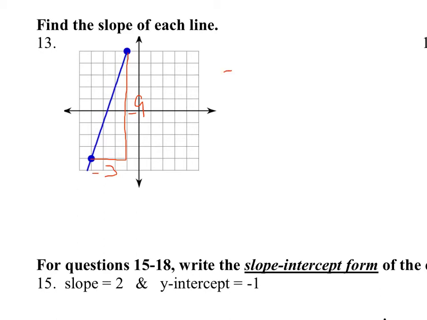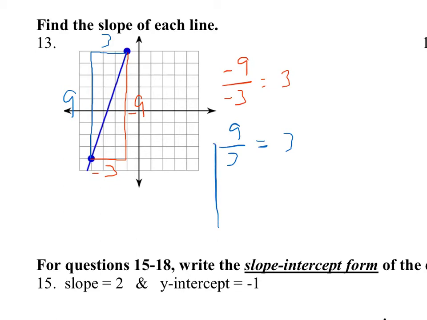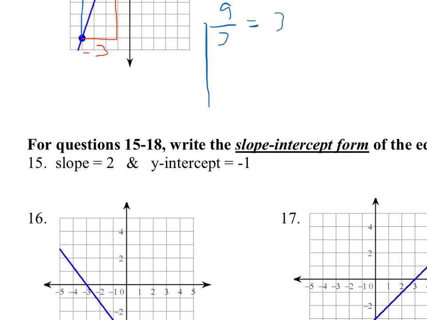So I have a slope of negative 9 over negative 3, which is positive 3. Now I could also go up and over, in which case I'd go up 9 over 3, which is just a positive 9 over positive 3. Same answer. Whoops. Next question.